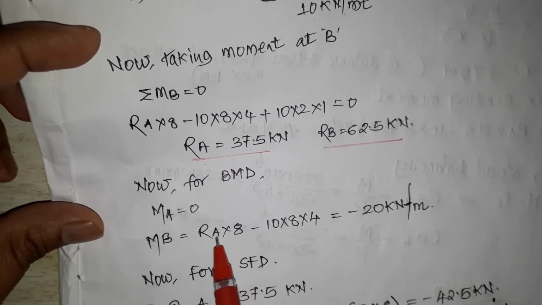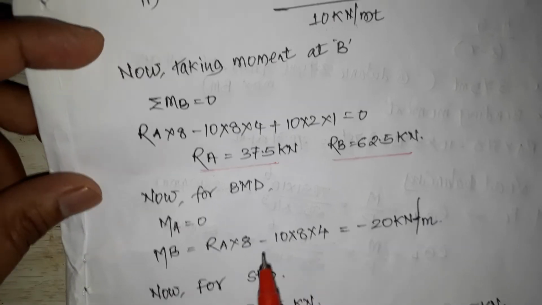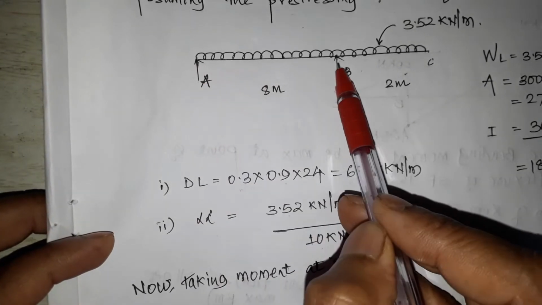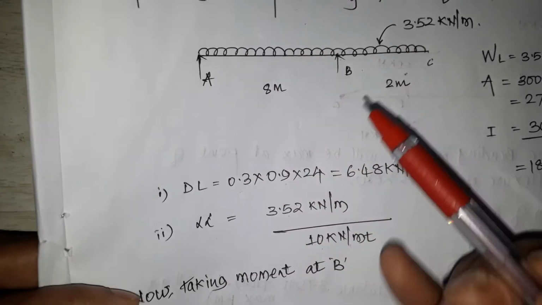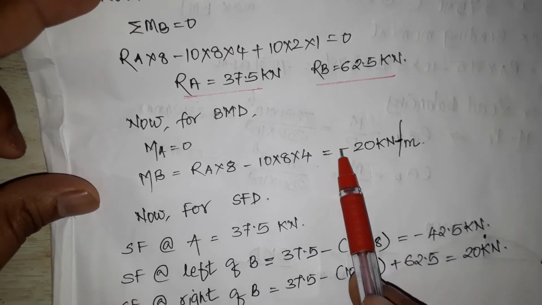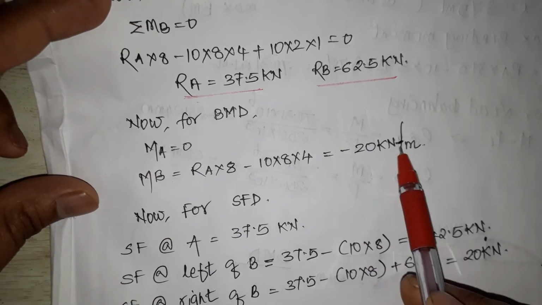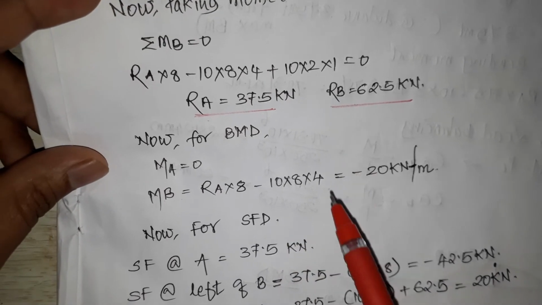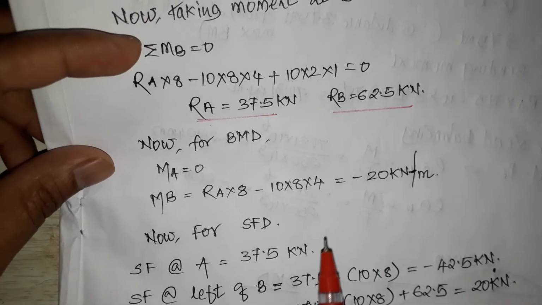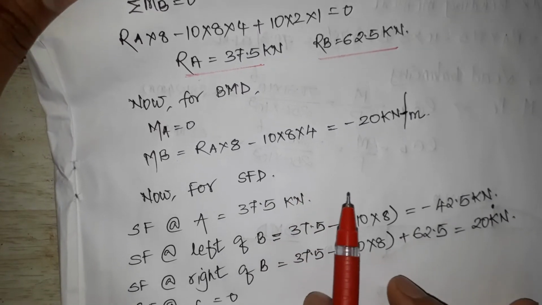Now MB is RA into 8 minus 10 into 8 into 4. Okay, understood. So we got minus 20 kilonewton. So the moment at A is 0 and at B is minus 20 kilonewton per meter. But we still have to find the location of maximum bending moment to calculate the maximum cable profile.